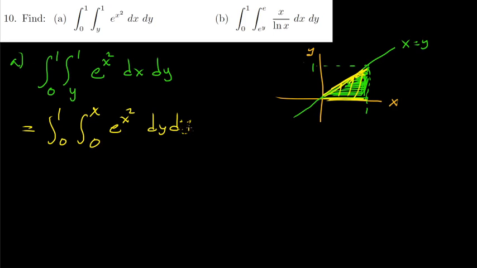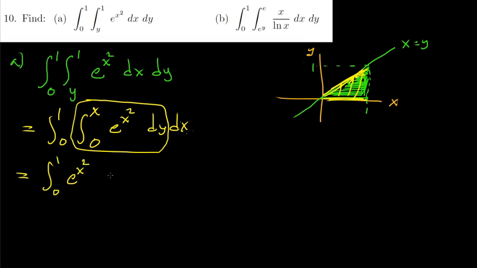So we switched the order of integration, and we had to adjust the limits of integration. Now we should be able to do this integral very easily. If it doesn't look easy, just keep in mind this is an integral with respect to y. e to the x squared is a constant in terms of y. So we're just integrating 1 dy, which is just y.